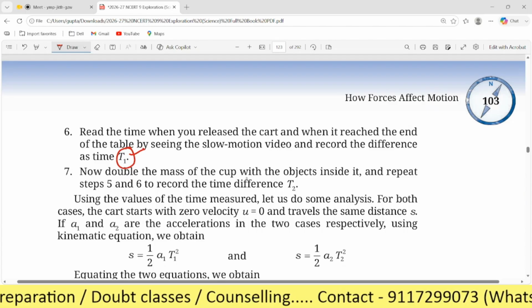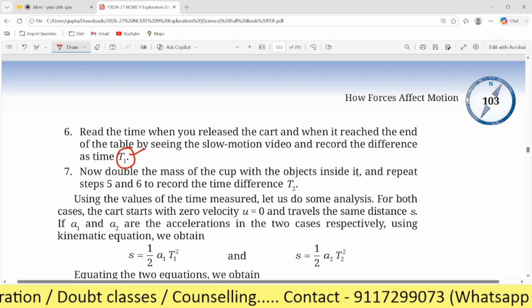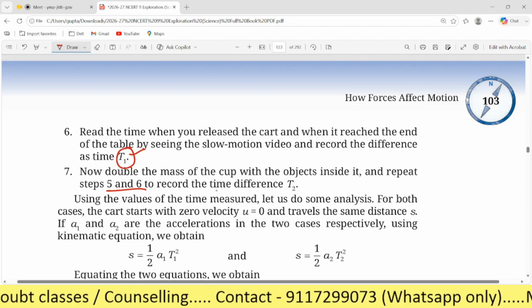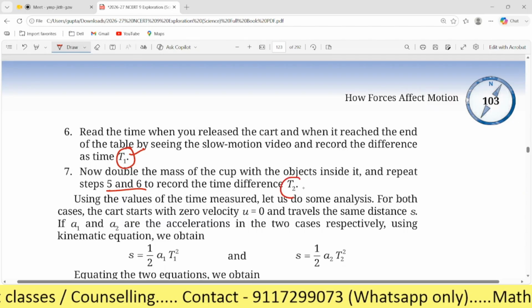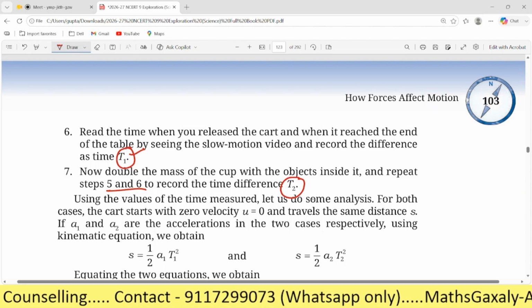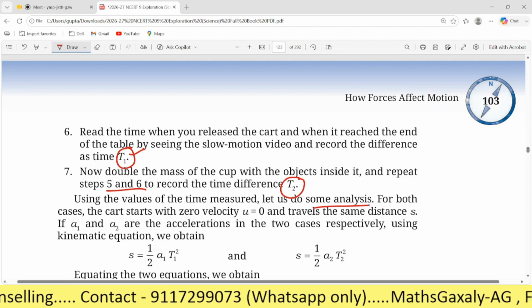Now double the mass of the cup with the object inside it and repeat steps 5 and 6 to record the time difference, and it will be denoted by T2. Now using the values of the time measured, let us do some analysis.